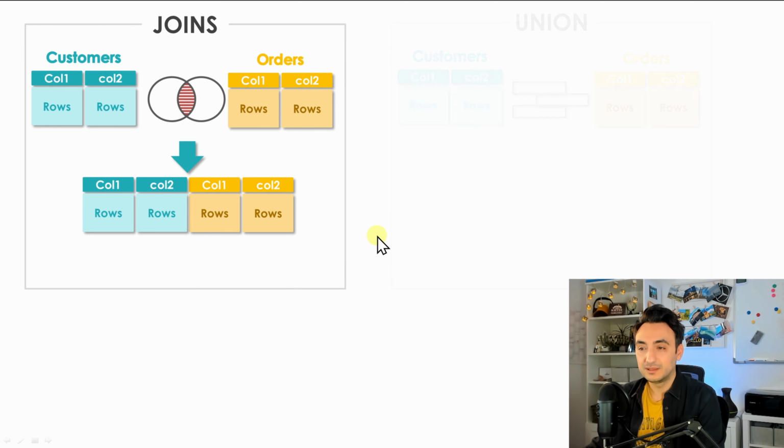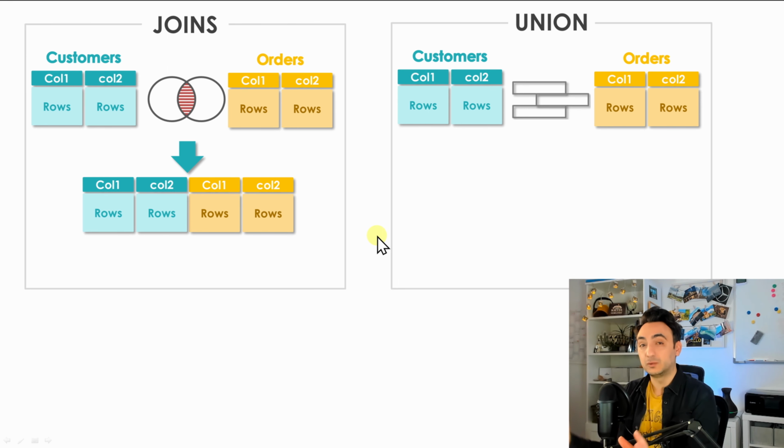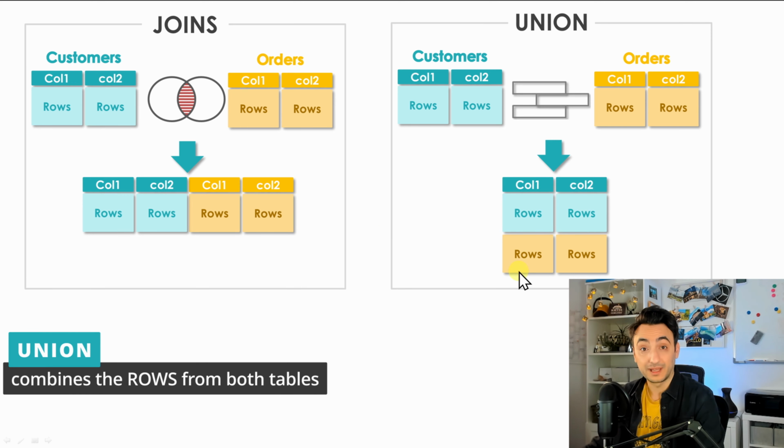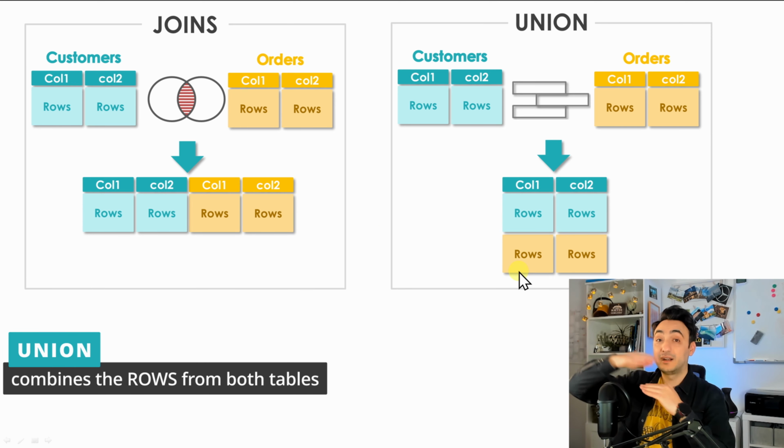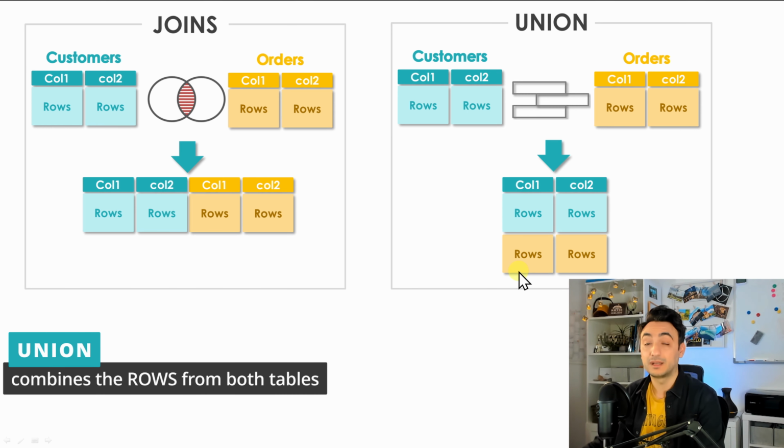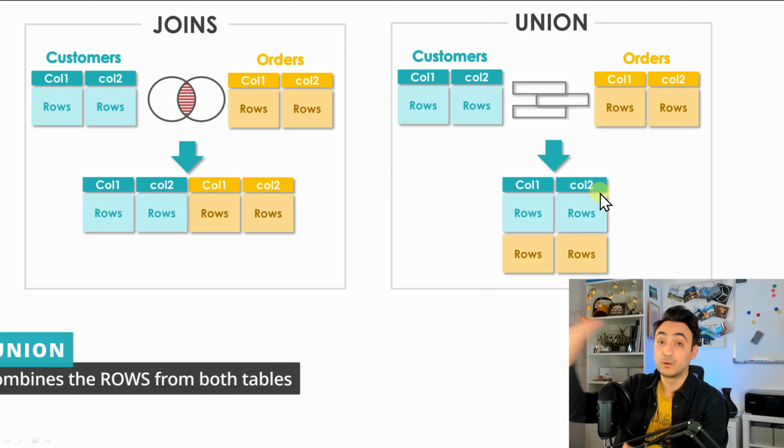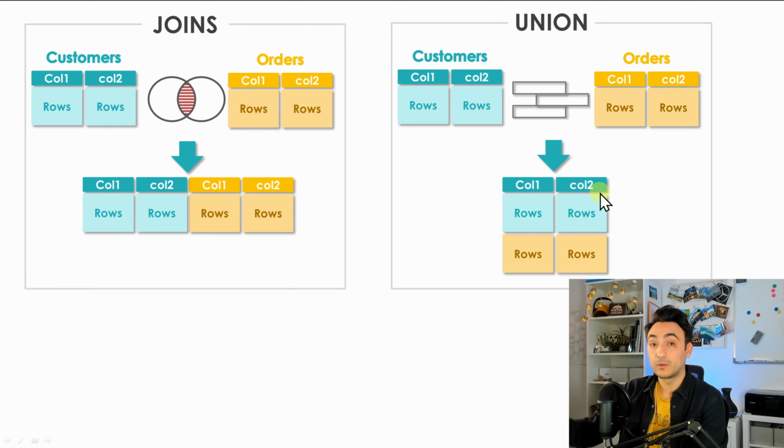But with union, we are also combining two tables, but instead of combining the columns, here we're going to combine the rows together. So we're going to get a very long table, including all the rows from the left and from the right, but having the same columns. So we will not get all columns from left and right. Instead, we will get all the rows from left and all the rows from right.